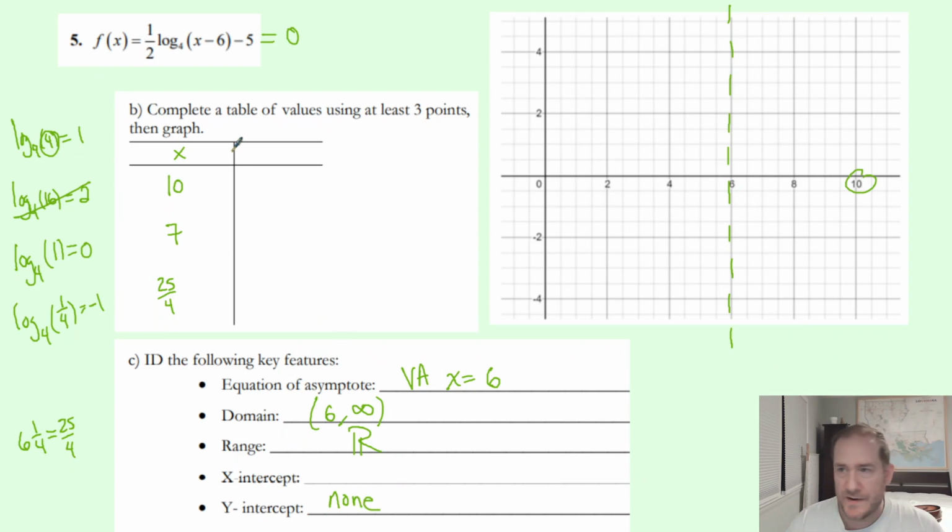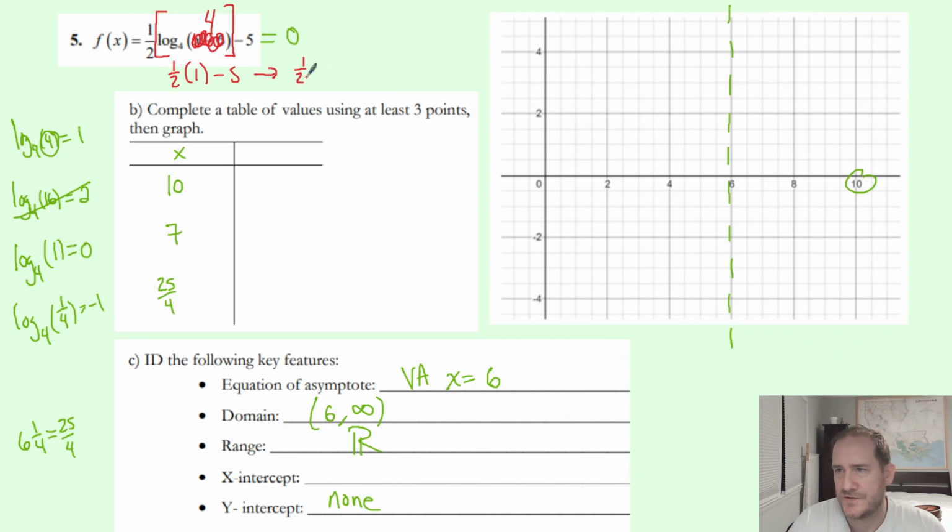Anyway, let's evaluate. At 10, what's about to happen? Remember, we're going to just take 10, plug it in. When you plug in 10, of course, 10 minus 6 makes 4. Then you can just evaluate the log, because remember, we chose it wisely to come out cleanly. So the log base 4 of 4 is just 1. So you're now looking at half of 1 minus 5. So that's 1 half minus 5.